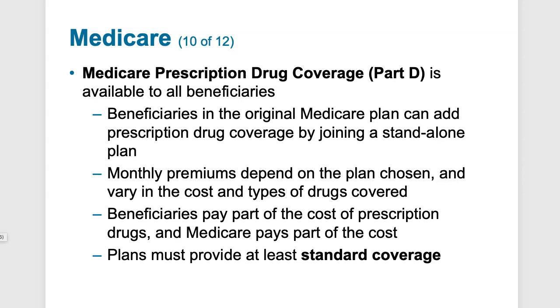So beneficiaries covered under the original Medicare plan can add a prescription drug coverage to their benefits by joining a standalone Medicare prescription drug plan that's going to cover only prescription drugs. In addition, beneficiaries can join a Medicare Advantage plan or other Medicare health plans that also provide prescription drug coverage. So in addition to being covered the Medicare services, you also get the drugs. So now you're going to be covered for prescription drugs as part of your group plan.